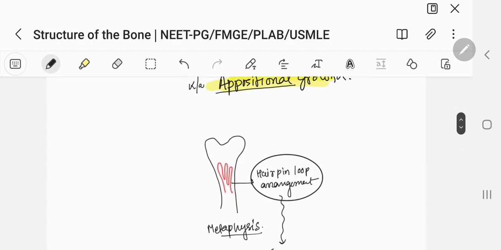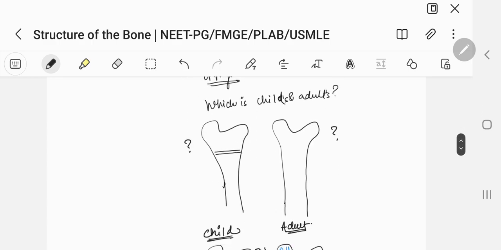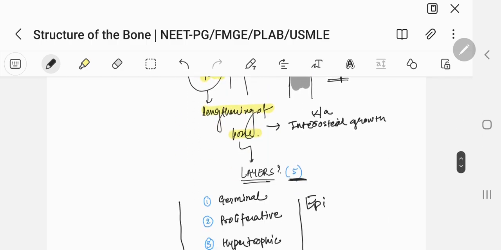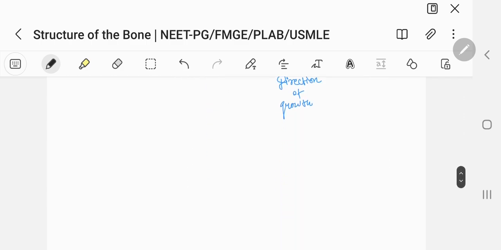Appositional growth, what is it? And finally interosteal growth, what is it? And what are the layers of the physeal plate? So that concludes the session on the structure of bone.